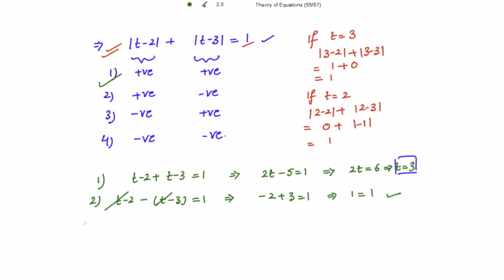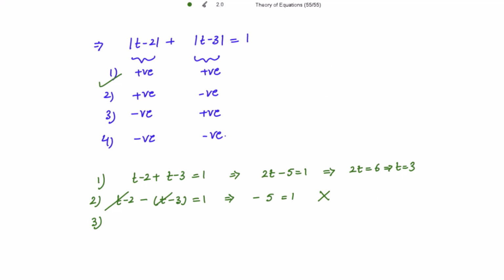Third part, when the first one is negative and the other is positive. So that is negative of t minus 2 plus t minus 3 equal to 1, which implies minus t plus 2 plus t minus 3 equal to 1. That means we are getting negative 1 equal to 1. That is also absurd.